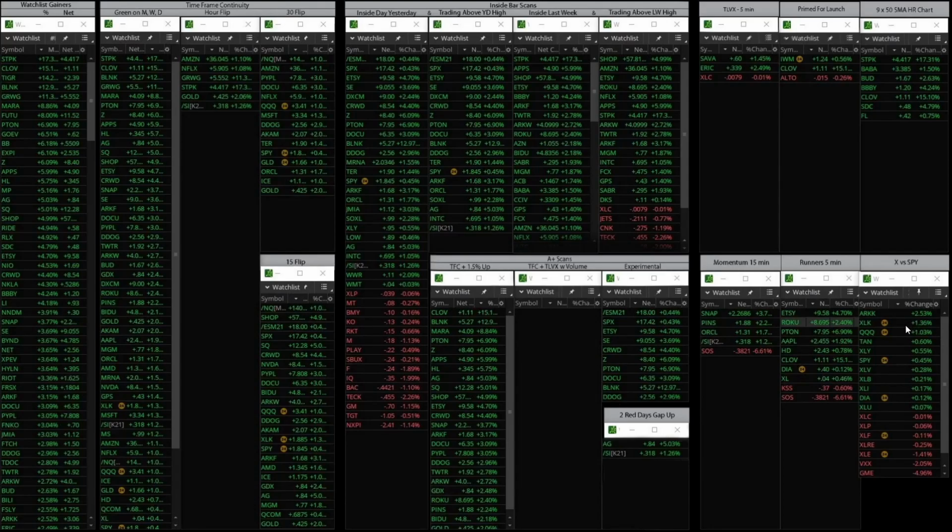And we can drill down into those stocks and see which stocks we might want to trade. And I bet if we look over here on the watch list gainers, a lot of them are going to be in XLK. So that's one way we can use it.